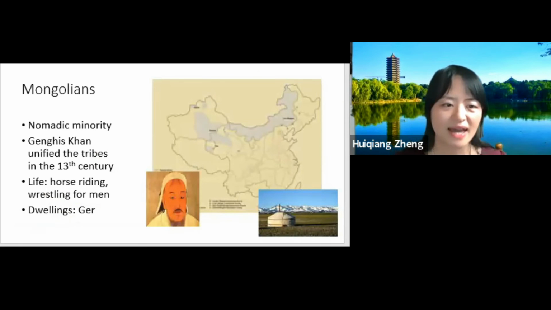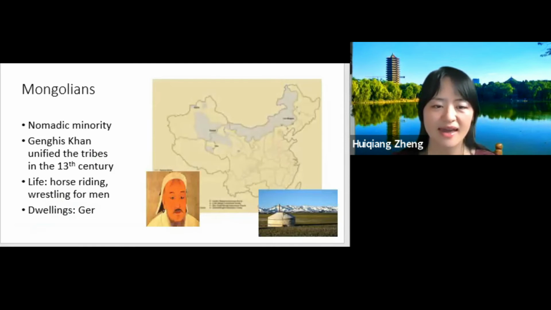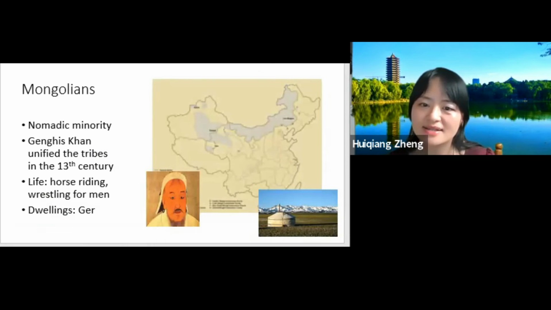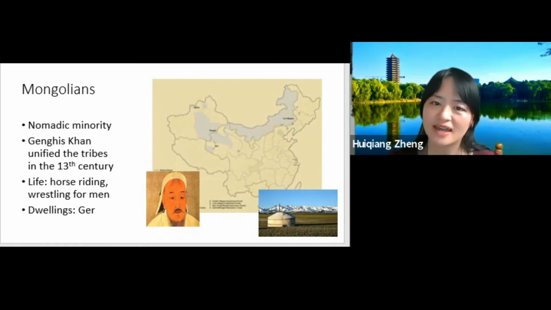Okay. The third one, I'm going to talk about Mongolian. Mongolian is a nomadic minority in the northern part of China. After Genghis Khan united the tribes in the 13th century, they started to call them Mongolian. Nowadays, besides Mongolia, on this map you can see they also live in Xinjiang, Qinghai, and part of Gansu.